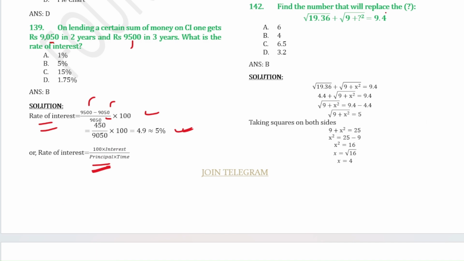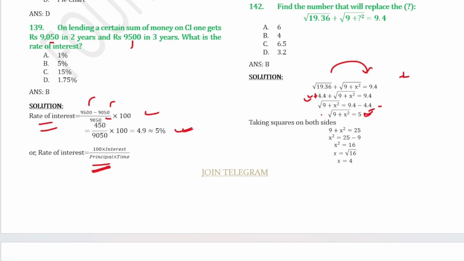Next question, we have to find a number that will replace the question mark here. Firstly, the square root of 19.36 is 4.4. After that, you transpose this value. This 4.4, if you send it to this side, then it will become minus, right? Because when you transpose the numbers, plus will become minus, minus will become plus, multiplication will become division, and division will become multiplication. So here 4.4 is plus, so if you send it to the other side, it will become minus. Now subtract, you will get 5.